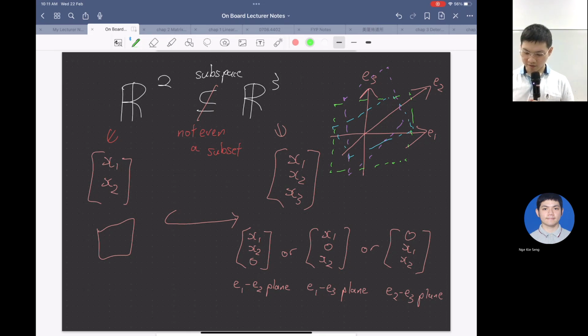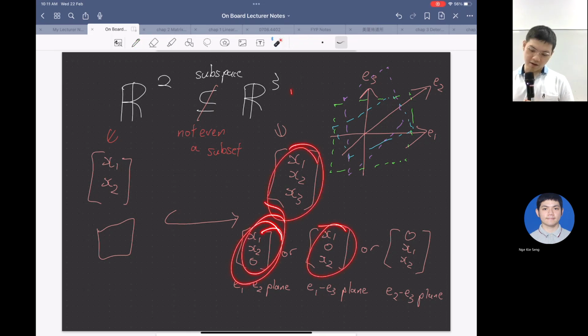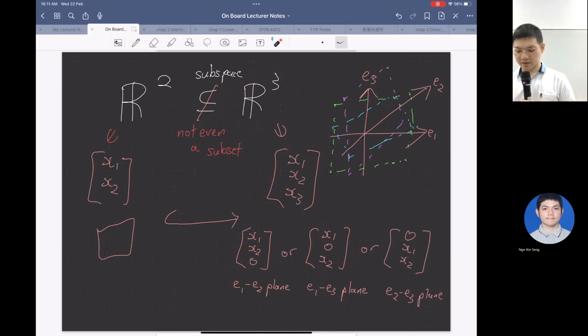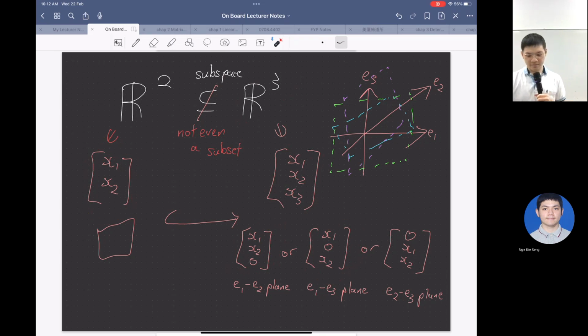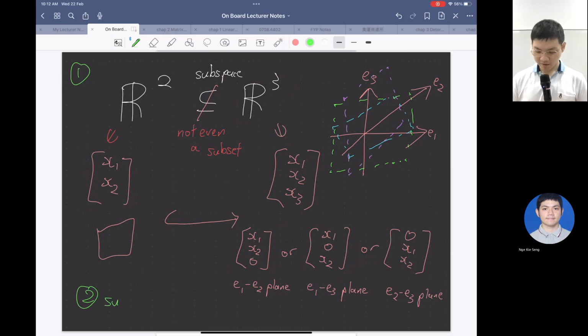But you can see the difference here is, when you want to speak about a subset, we always have elements in R3. You cannot start with anything. When we talk about a subspace, you must say subspace of what vector space. You need to tell me subspace of what vector space. You cannot just say subspace.